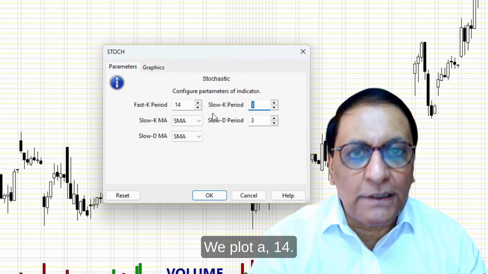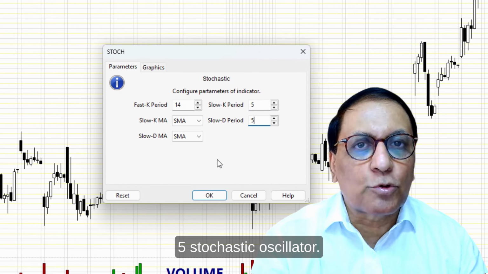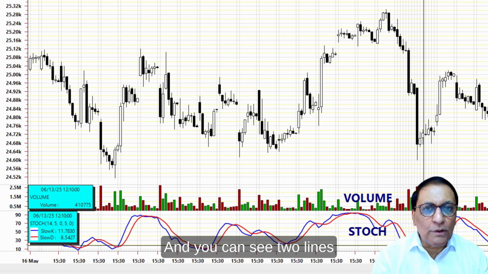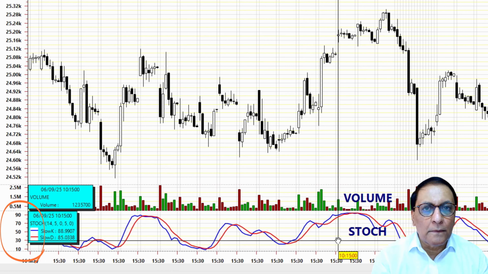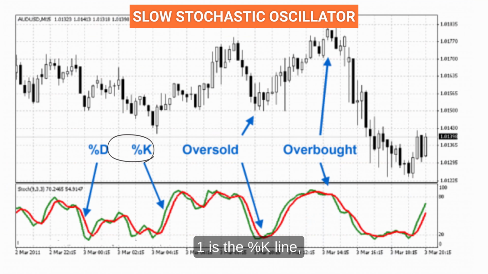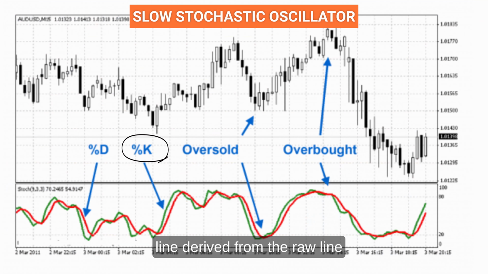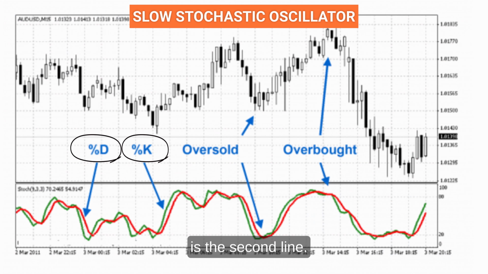We plot a 14-5-5 stochastic oscillator, and you can see two lines which are oscillating between 0 and 100. One is the percentage K line, which is the main line derived from the raw line by smoothing. The percentage D line is the second line. It is a double smoothed signal line.